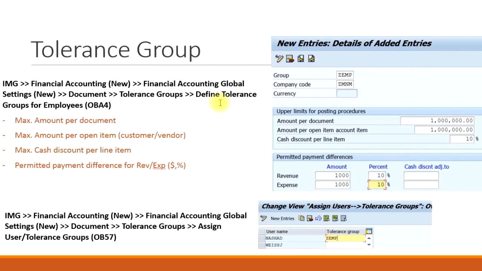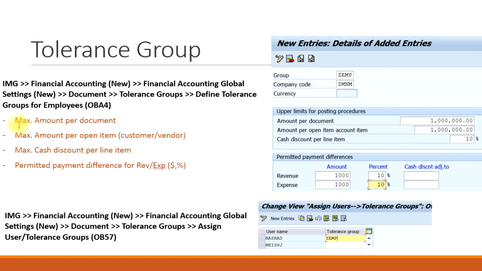Now let's look at the tolerance group. A tolerance group is a setting given for employees, a maximum tolerance amount. So what is the meaning of this tolerance? The tolerance means, in SAP terminology, the maximum amount users can post for any document, the maximum open item amount the users can post for a document, the maximum cash discount amount they can give in a document, and the differences between revenue payments and expense payments, in terms of amounts and percentages, and cash discount amounts. So the tolerance group mainly identifies the permitted differences and the maximum amounts that can be posted in a document.